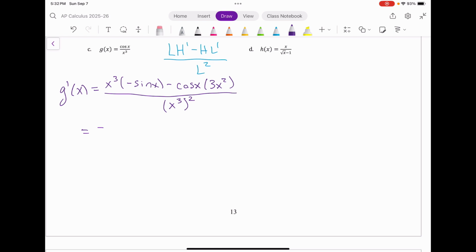Let's see. So we can factor out an x squared out of the numerator. Or we can factor out negative x squared, right? So we'd have x sine x left, plus 3 cosine x, all over x to the 6. I think my parentheses are messed up. Yeah, that's what we meant to do.